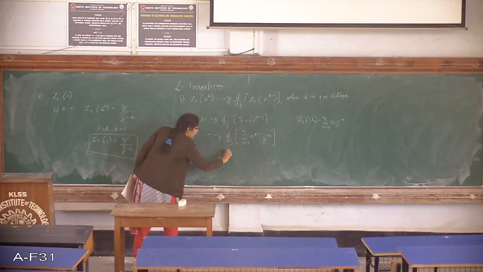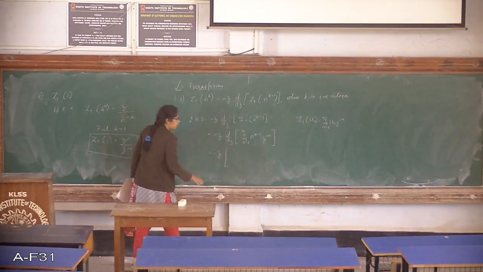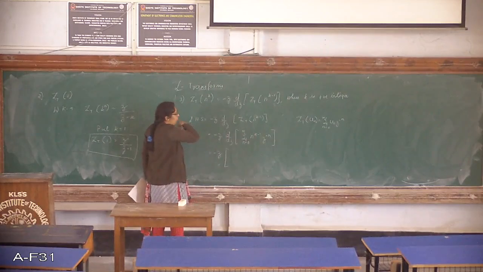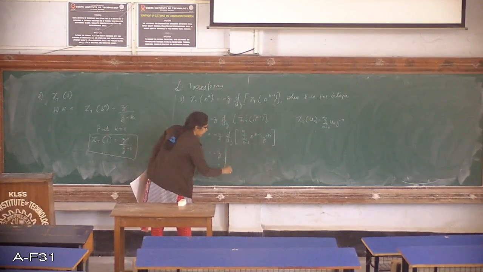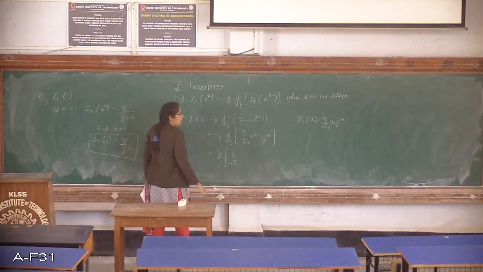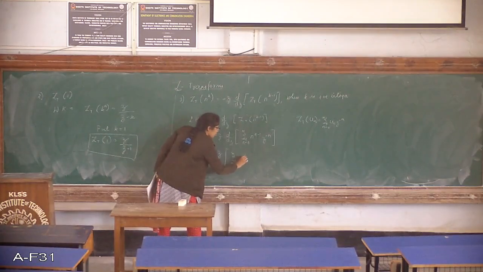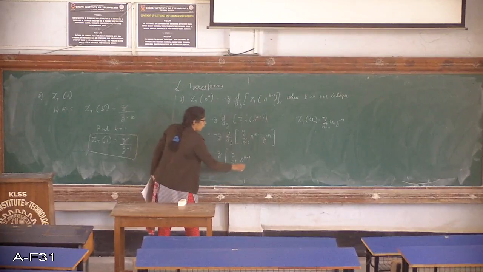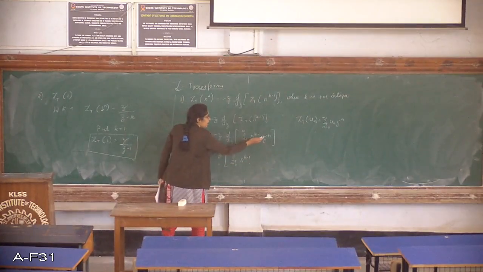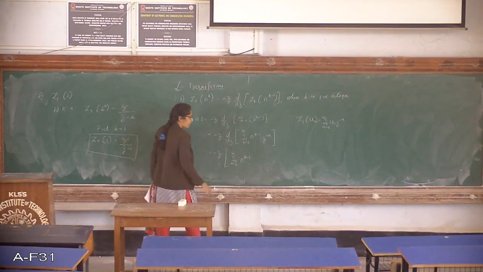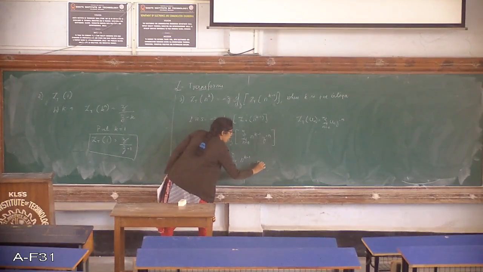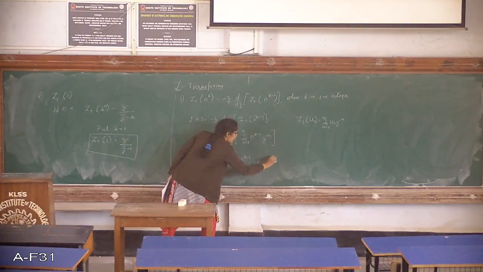Now I can differentiate this term here by the rule of differentiation. So I can write this as summation n is equal to 0 to infinity, and now you can see that the differentiation is with respect to z. So this will be n raised to k minus 1 into differentiation of z raised to minus n with respect to z, which will be minus n into z raised to minus n minus 1.